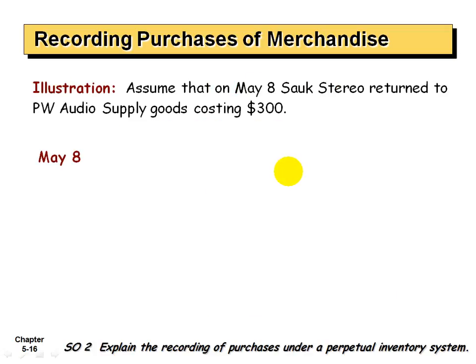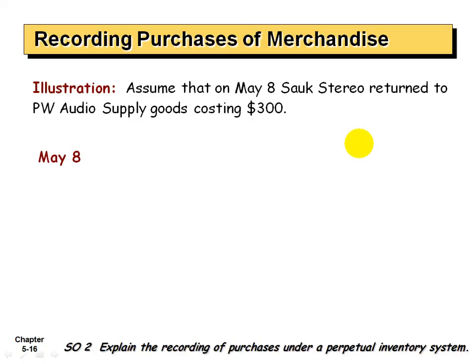So we have a situation of something being returned. SOC Stereo, now on May 8th, wants to return to the seller $300 of merchandise. And of course, because SOC is such a good customer, PD Audio allows that under their terms of returning items. So we know we're going to have to record on SOC's book a debit and a credit of $300. Now what do you think you're going to debit?